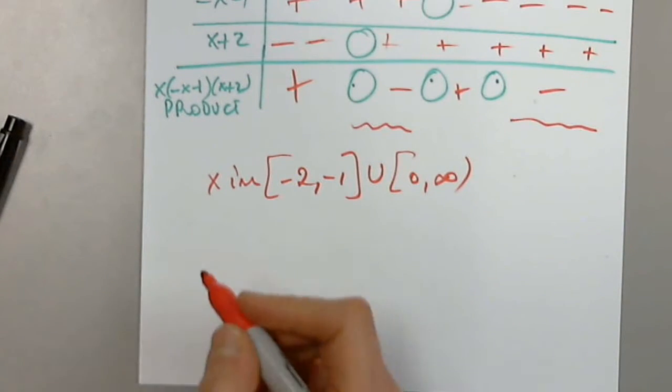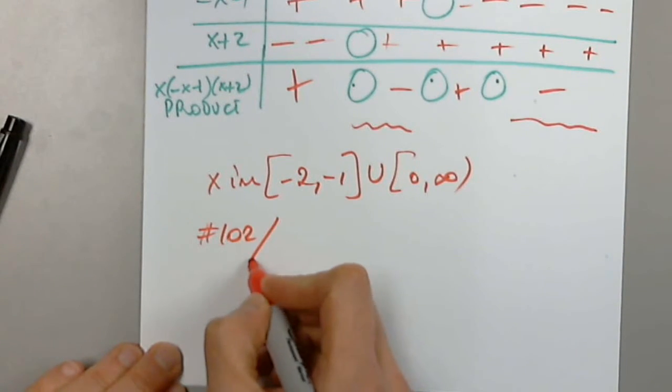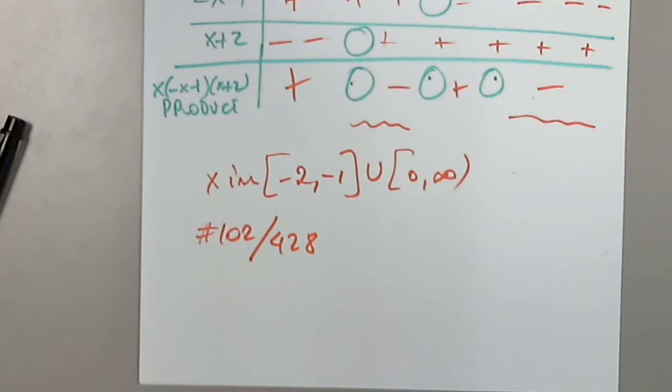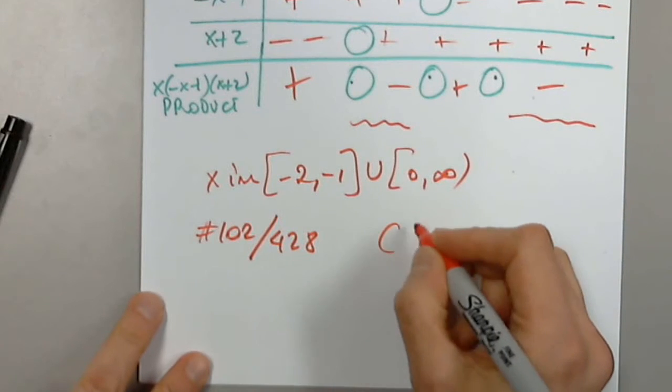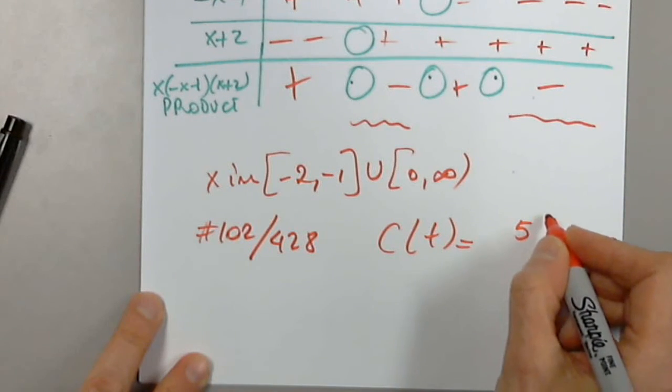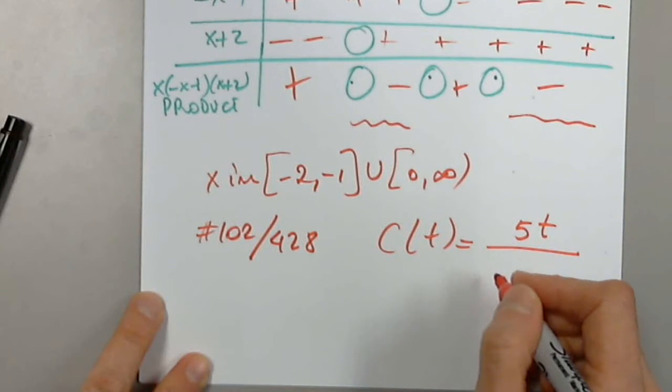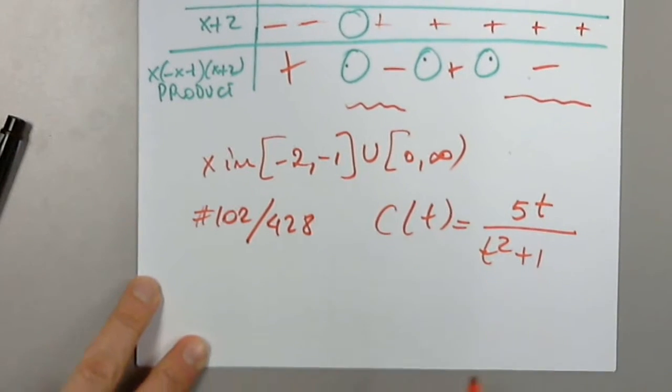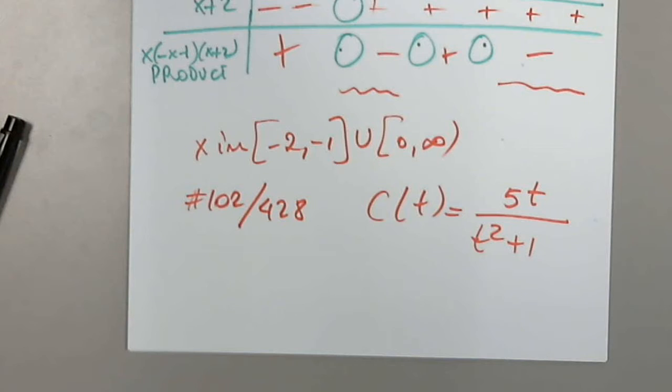Perfect. I'd like to look at a word problem from rational functions. Problem 102 on page 428. We are given a function. I'm going to copy the function, and then I'm going to ask you a few questions about it. Let's see what it means first.